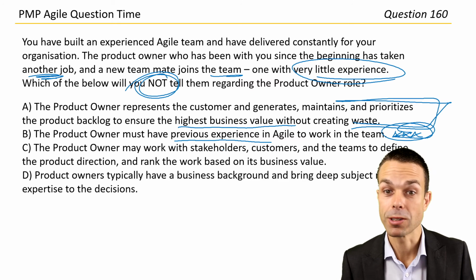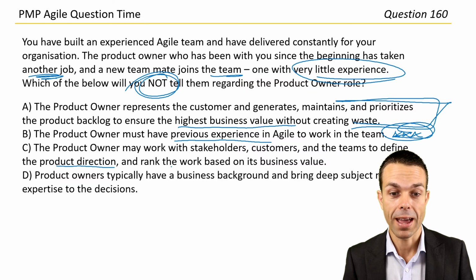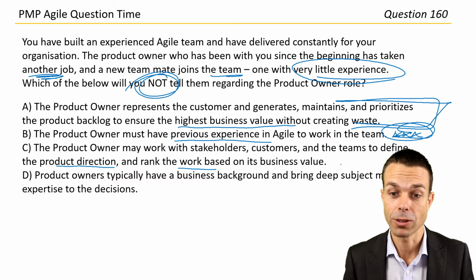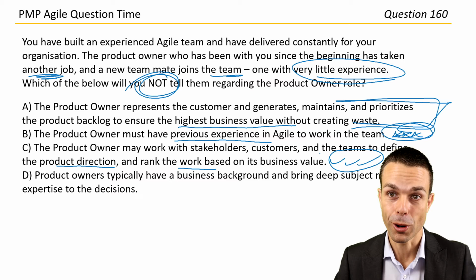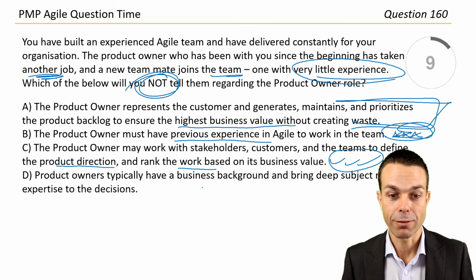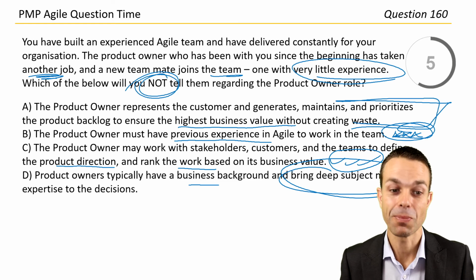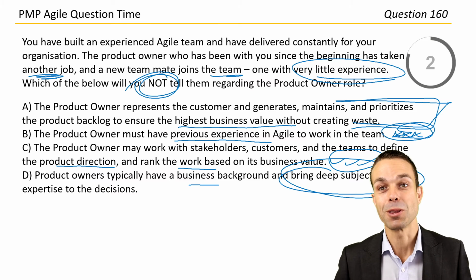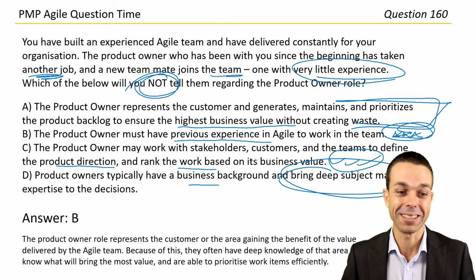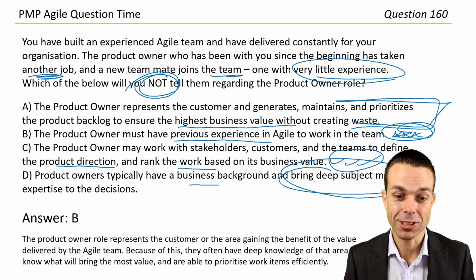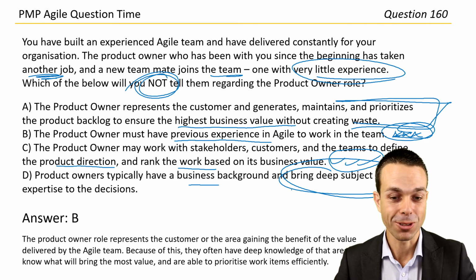The product owner may work with stakeholders, customers, and the teams to define the product direction and rank the work based on business value. Yes, yes, yes, business value, prioritizing, all product owner things. Product owners typically have a business background and bring deep subject matter expertise to their decisions. Definitely yes for that one as well. Let's go with the incorrect answer being B. There it is. The product owner role represents the customer or the area gaining the benefit, so where we're delivering that value to.